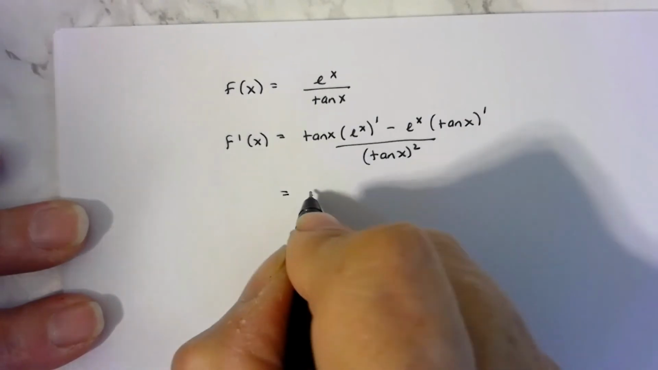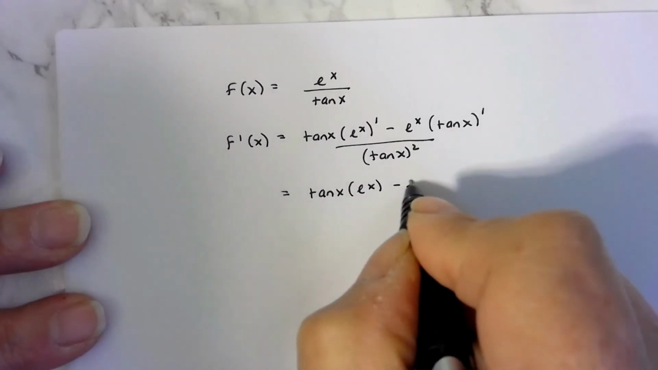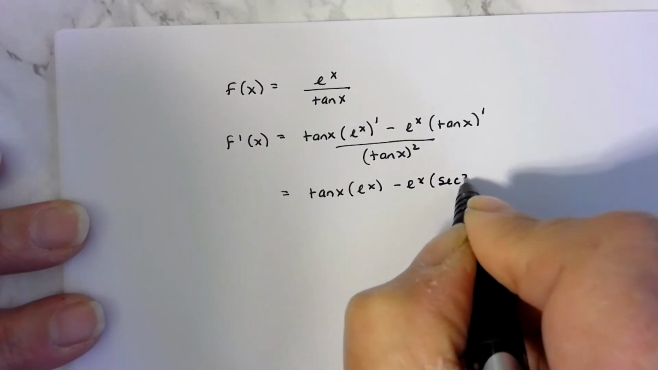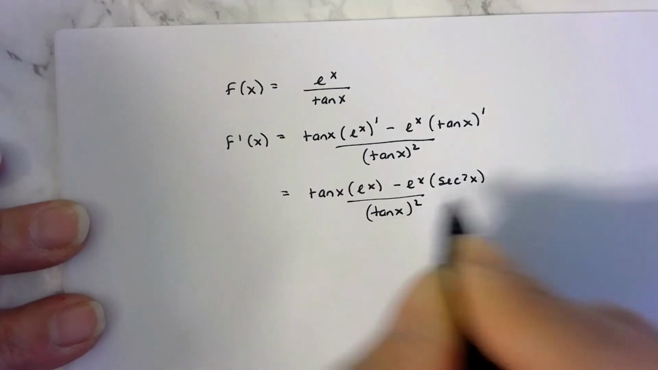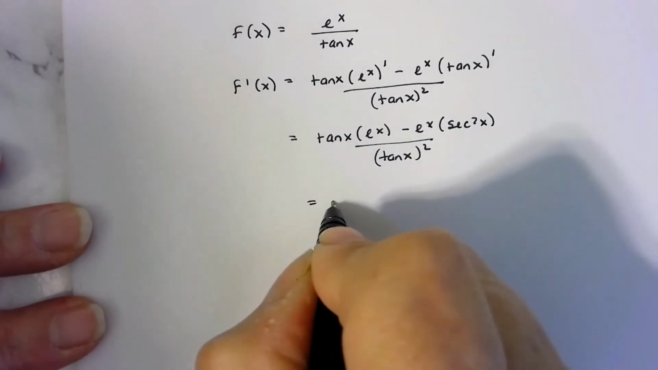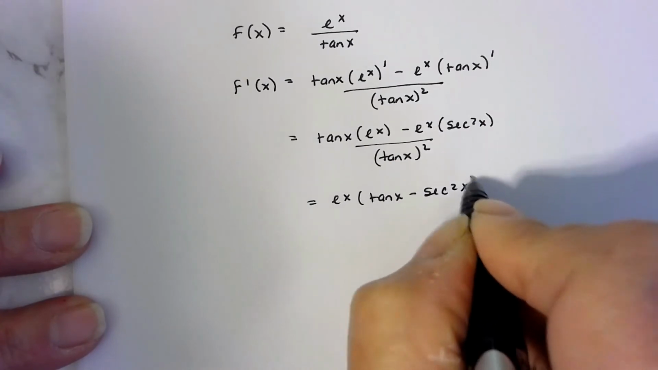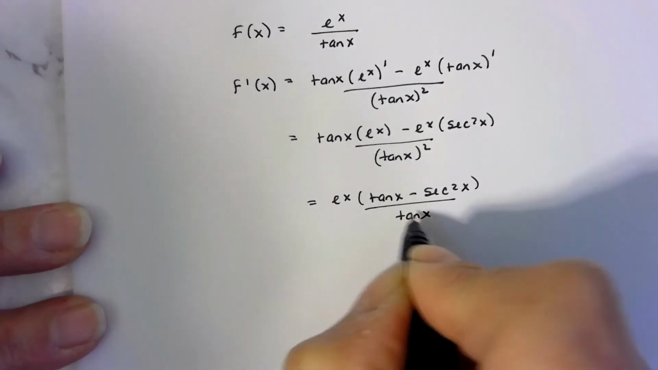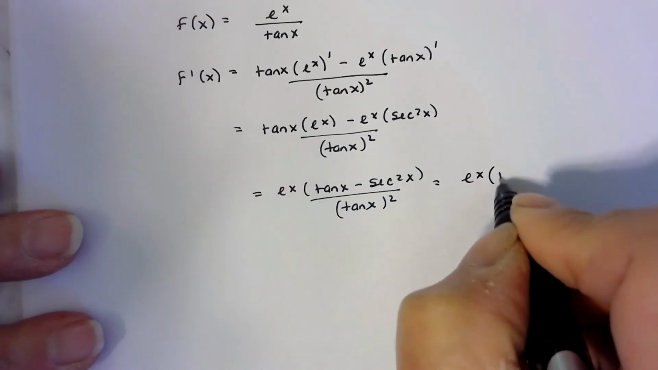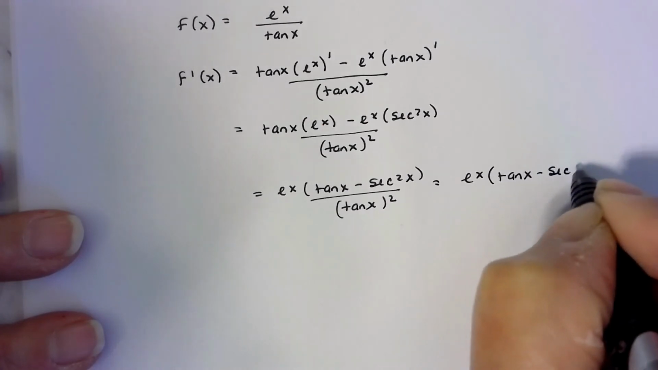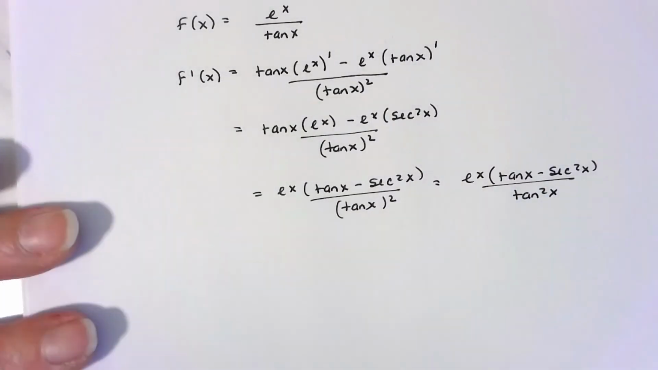And that's going to give me tangent of x, e to the x, so I've taken the derivative of e to the x, minus e to the x times secant squared of x, that's the derivative of the tangent, over tangent of x squared. And again, I could pull out, say, an e to the x on top and be left with tan x minus secant squared x all over tan x squared. Or, you can also write that as e to the x times tangent of x minus secant squared of x all over tangent squared of x. These are equivalent.